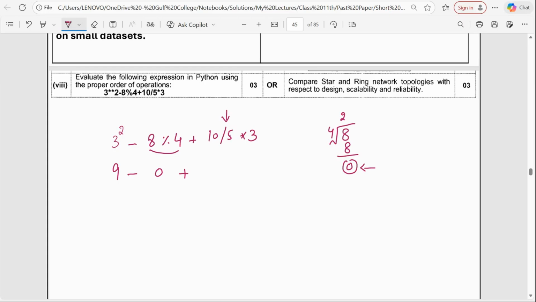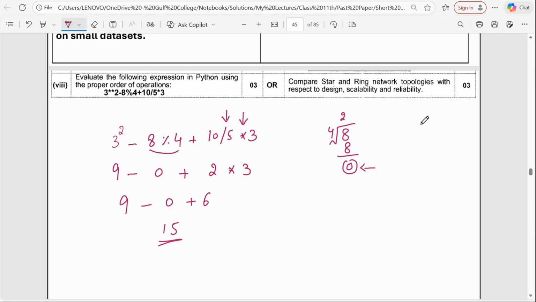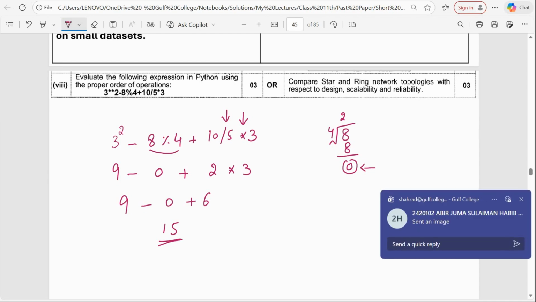Division and multiplication have the same hierarchy, so we go from left to right. Left to right, first comes division, so we do the division: 10 divided by 5 is 2, then multiply by 3. So 9 minus 0 plus 6 is 15. The answer is 15. Clear? First we solve the exponent, then the remainder operator, then divide, then multiply, and the answer is 15 in this case.